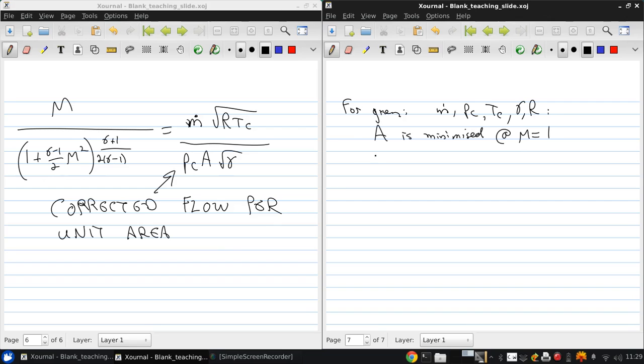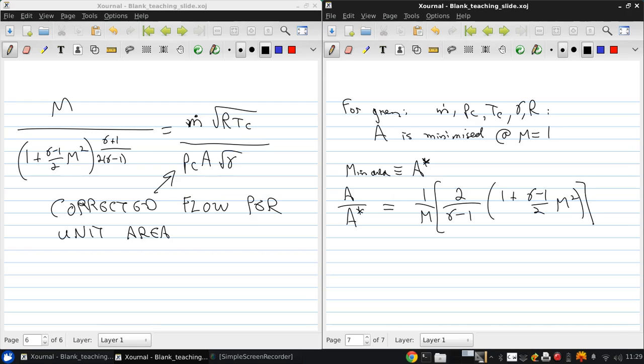So if we call that minimum area A star, then we can use the corrected flow equation to determine that A over A star is 1 over the Mach number times 2 over gamma plus 1 times 1 plus gamma minus 1 over 2 M squared, to the power of gamma plus 1 over 2 times gamma minus 1.